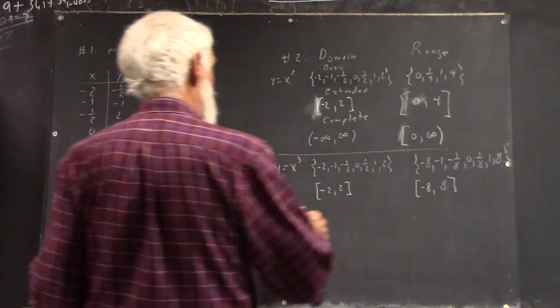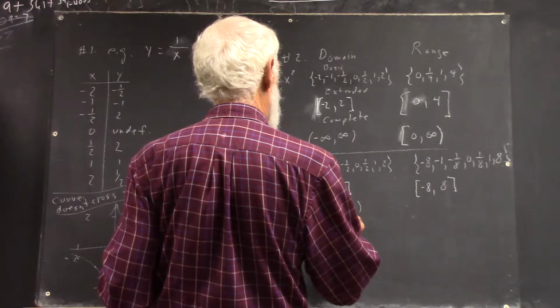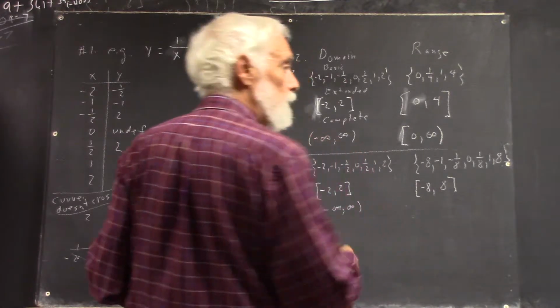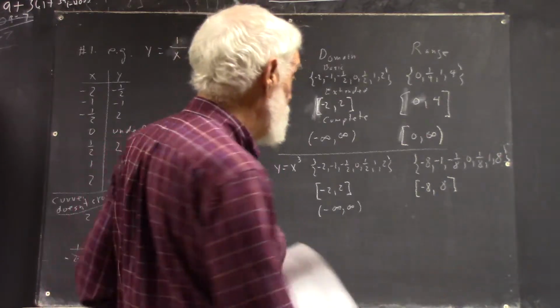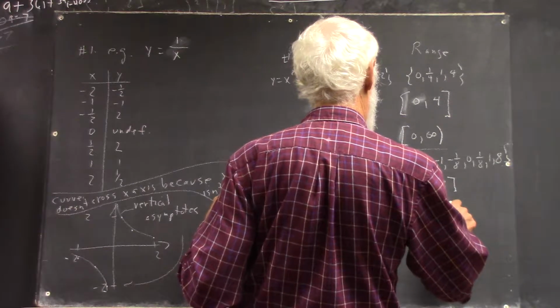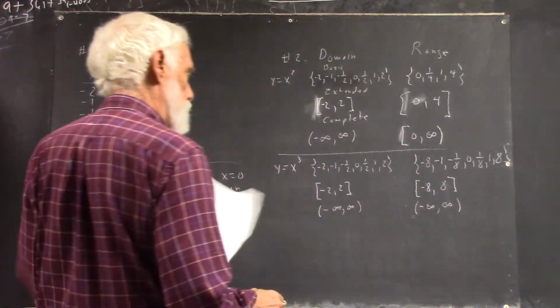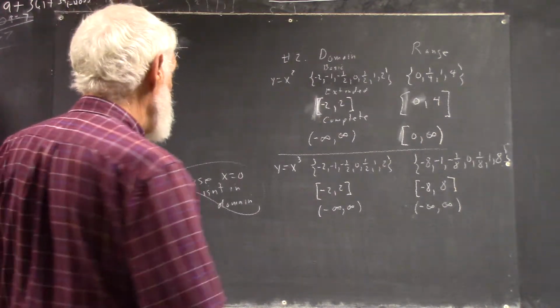Okay? And then -infinity to infinity. And it's clear just visually extending the graph, and we'll worry about the algebraic proof later, that as you would probably expect, the range is -infinity to infinity. Okay?